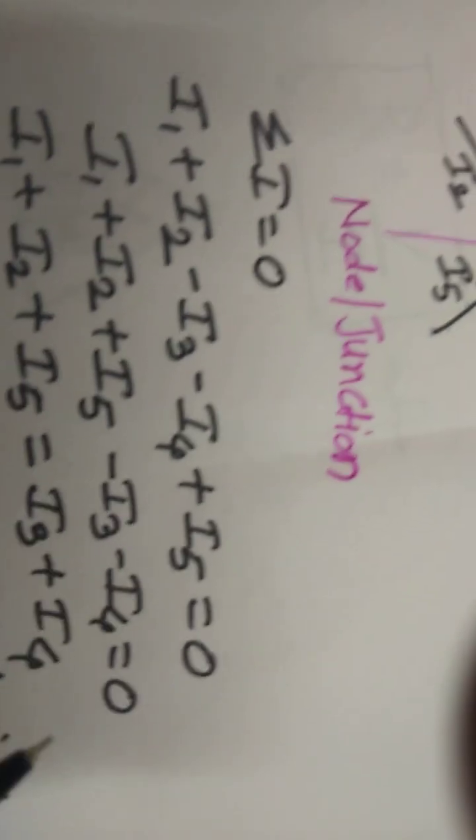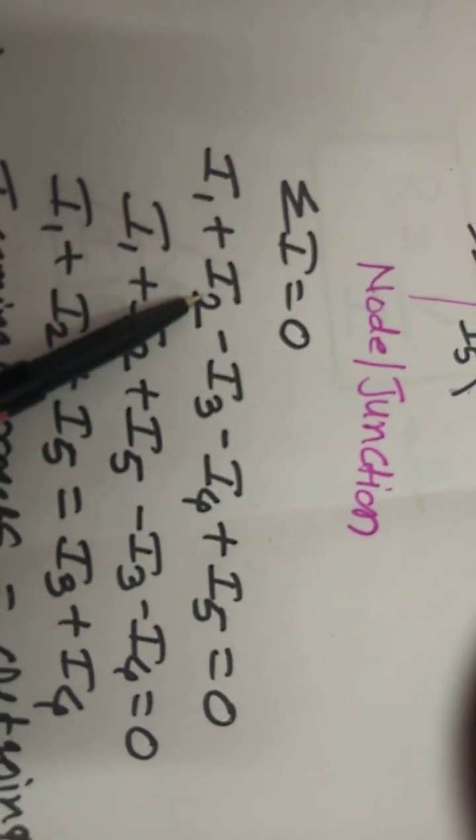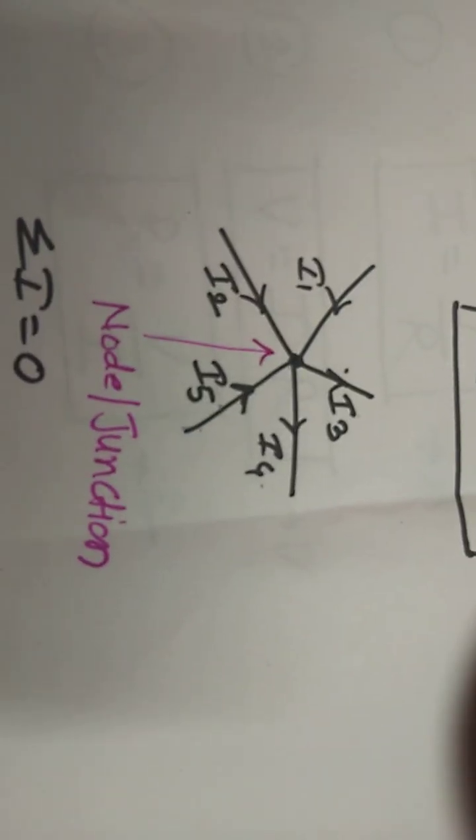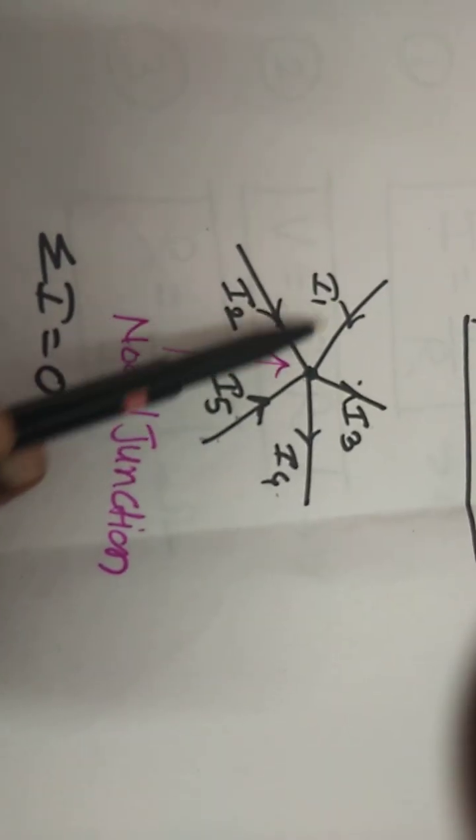Hence, take the total summation of I, and that total summation of I is equal to 0. I take the incoming current, or the current coming towards the junction, as positive. That means you have to take current I1 as positive, current I2 as positive, similarly current I5 as positive, and express the summation of I, and the current away from the node is taken as negative.